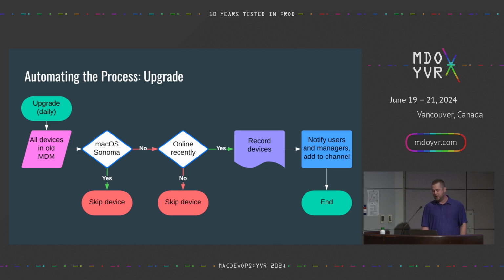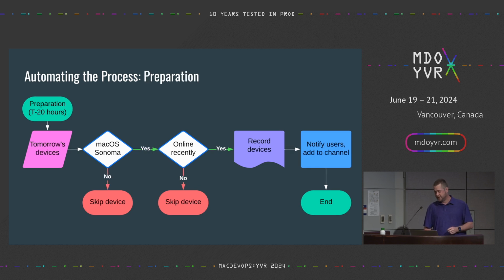Upgrade ran daily. It looked for all devices in the old MDM. If they were already on Sonoma or they hadn't been active recently, they were skipped. Otherwise, we added them to a list, notified the users via Slack, and put them in a dedicated channel for upgrading macOS. And then, like I mentioned, if they didn't comply after a week, their managers started getting messages too. Preparation ran at T-minus 20 hours. It gathered the devices from those selected groups for the next day, made sure they were on Sonoma, made sure they had been active recently, notified the users, and put them in the channel.